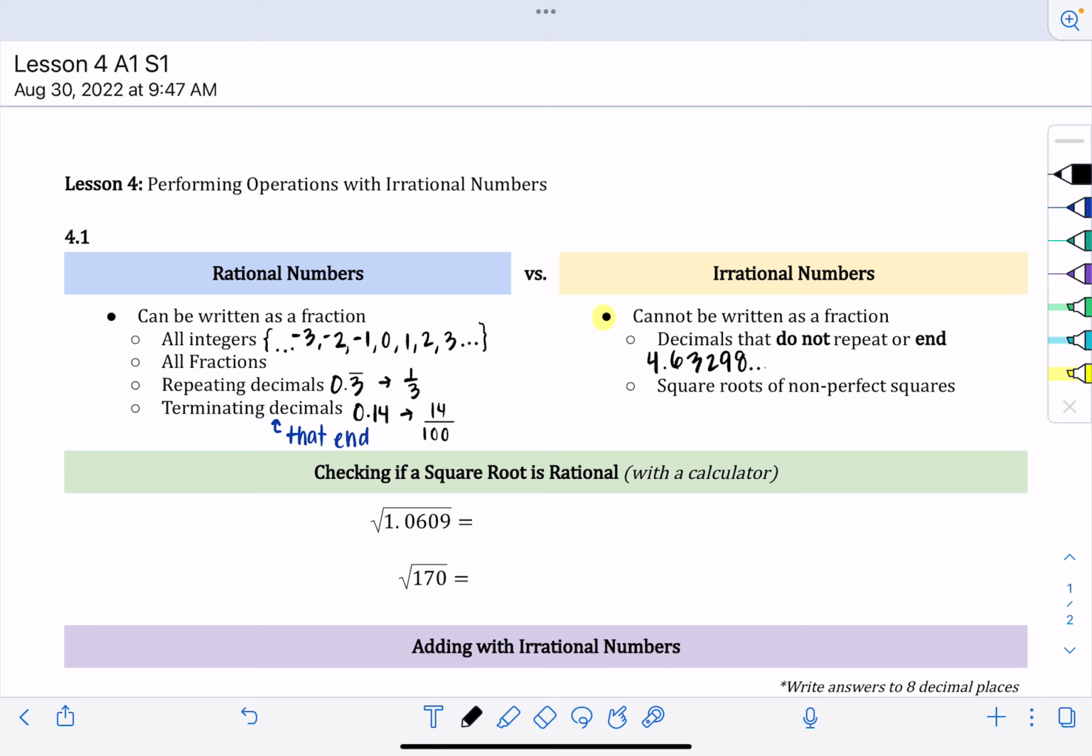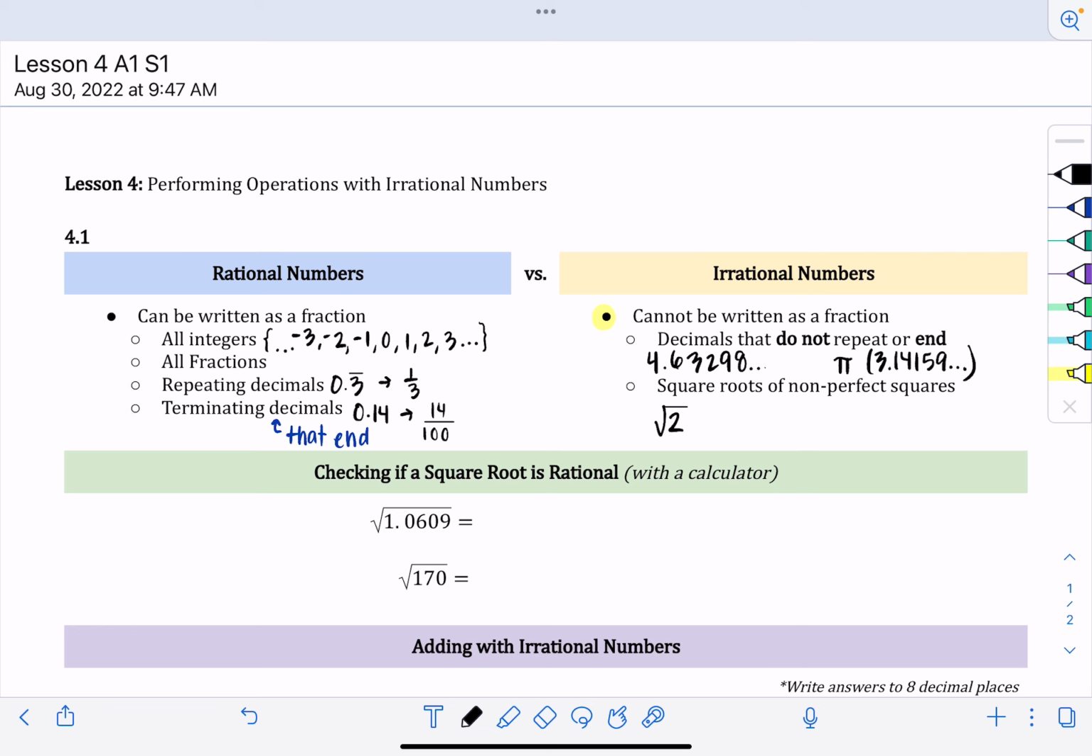Another really popular example of an irrational number is pi, which is a decimal that goes on forever. Technically, I know we use a symbol to represent it, but pi is just 3.14159 and so on. It keeps going forever and it does not repeat. So that would also be an irrational number. And another common irrational number that you'll see are square roots with numbers inside that are not perfect squares. For example, the square root of 2 is irrational because I can't actually take the square root of 2. It just gives me a decimal that goes on forever.